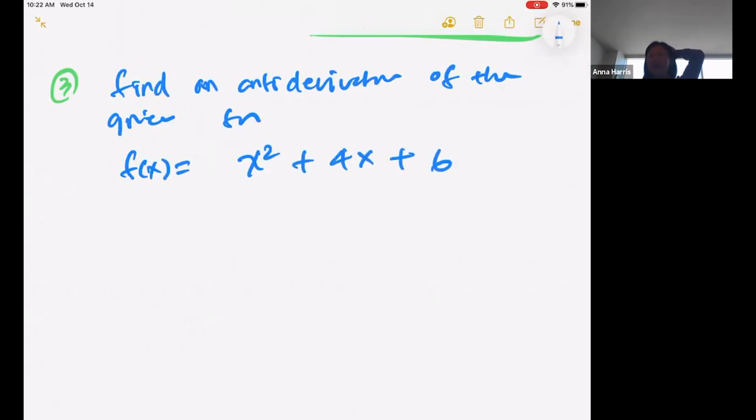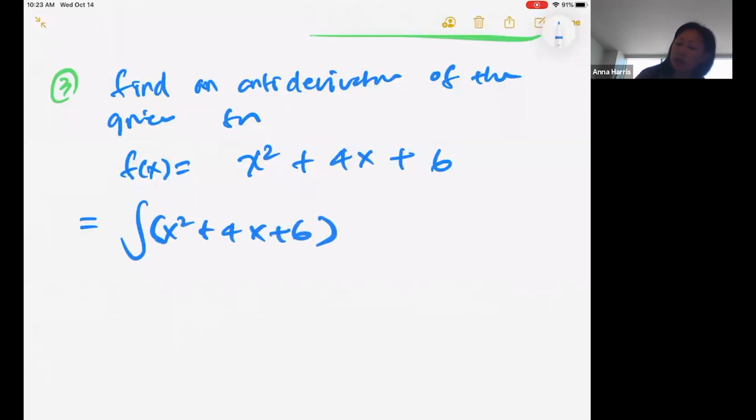Find me an antiderivative of a given function. So that means what you have to do, you're starting with x squared plus 4x plus 6 and find the answer. All right, do that for me right now. If I say find an antiderivative of the given function, I gave you this function and you put that inside the integral, okay? So find me the answer for this.